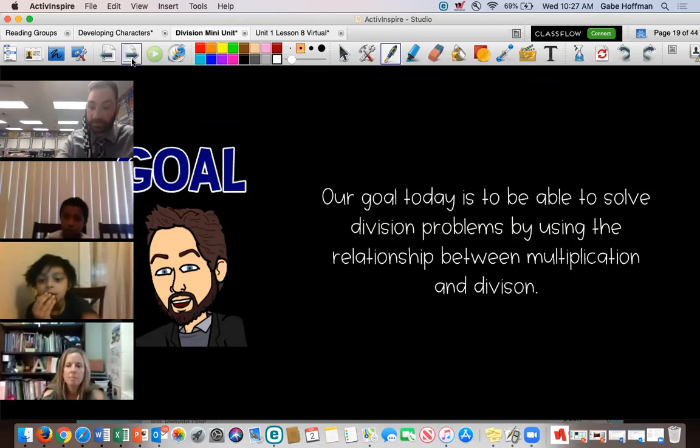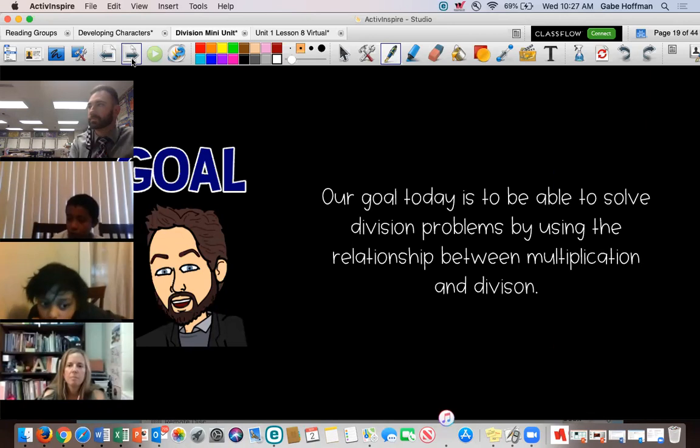Our goal today is to be able to solve division problems by using the relationship between multiplication and division. Yep, so we're going to use that relationship to help us have a different strategy for solving division and multiplication problems.